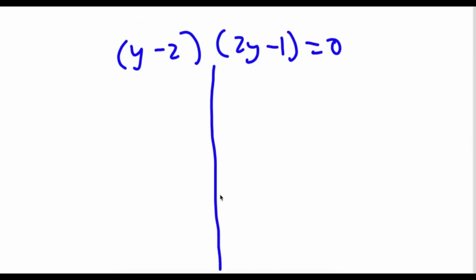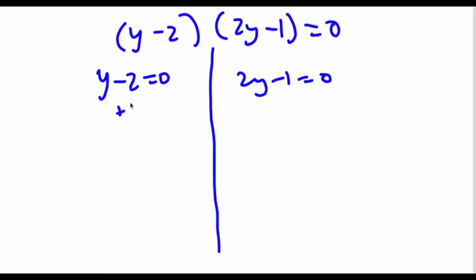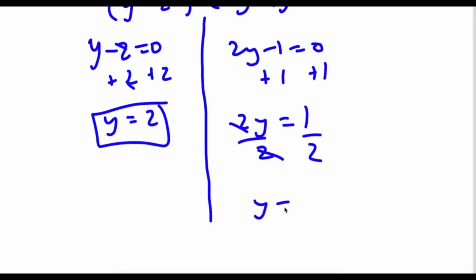So now, this gives me two equations. I have y minus 2 is equal to 0, and I have 2y minus 1 is equal to 0. For y minus 2 equals 0, I can simply add 2 on both sides, so I get y is equal to 2. For 2y minus 1 equals 0, first add 1 on both sides, so I get 2y is equal to 1, then I can divide 2 on both sides. So I get y is equal to 1/2.